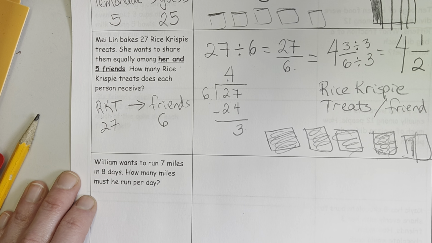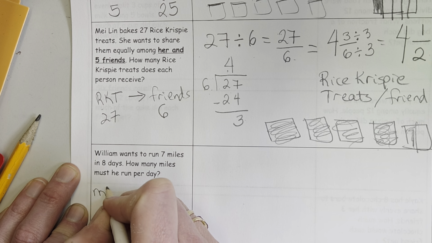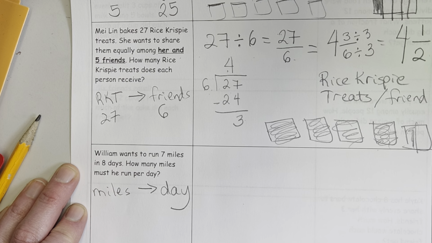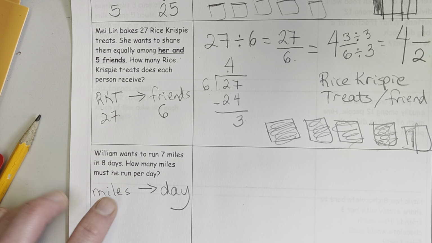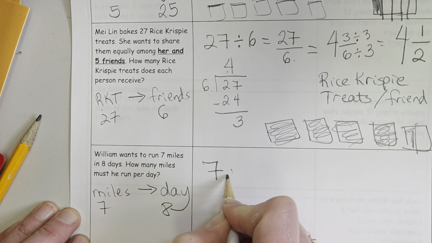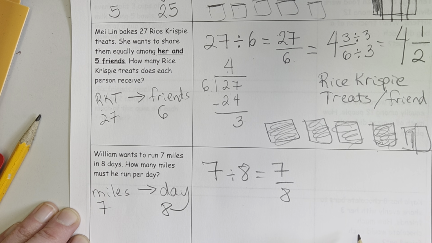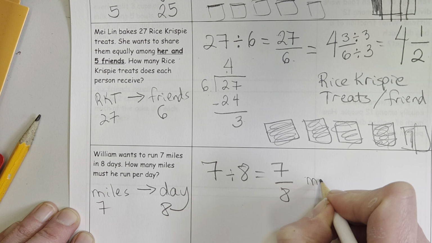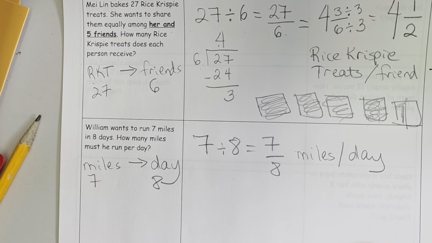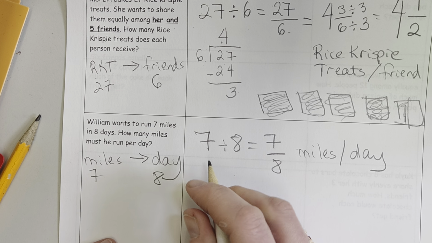Okay, William wants to run 7 miles in 8 days. How many miles must he run per day? Miles to days, miles per day, right? We're dividing the miles between the days. So we have 7 miles, 8 days. 7 divided by 8 equals 7/8. 7/8 what? Miles per day. That's less than a mile. I gotta say, that's not very far. If that's how much he's gonna run, that's not very much that he's running.